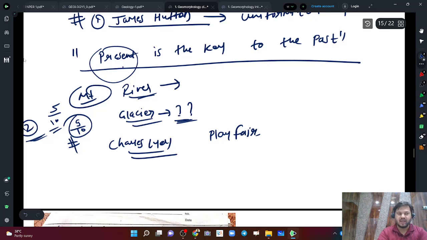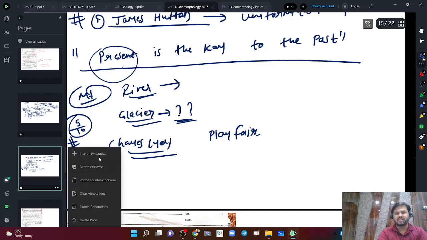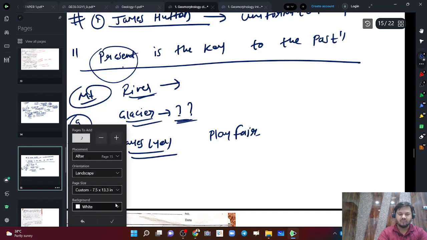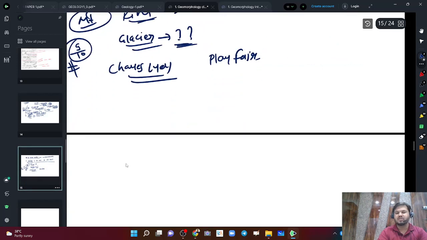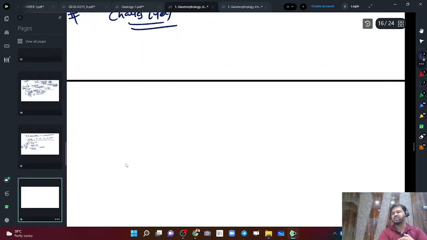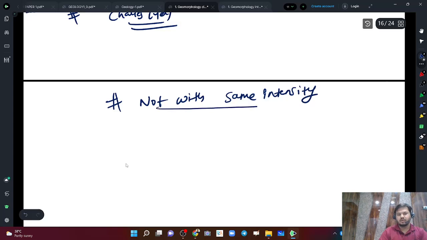So basically, these two guys agreed with James Hutton, but they added something. They modified his theory of uniformitarianism. What they say is that yes, the present is key to the past. Whatever processes are happening on the surface of Earth today, they happened in the past also, most of them, but not with the same intensity.